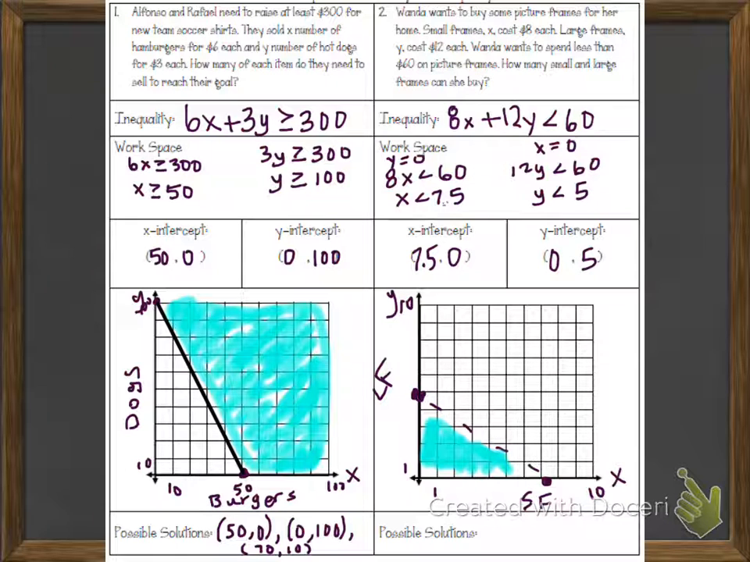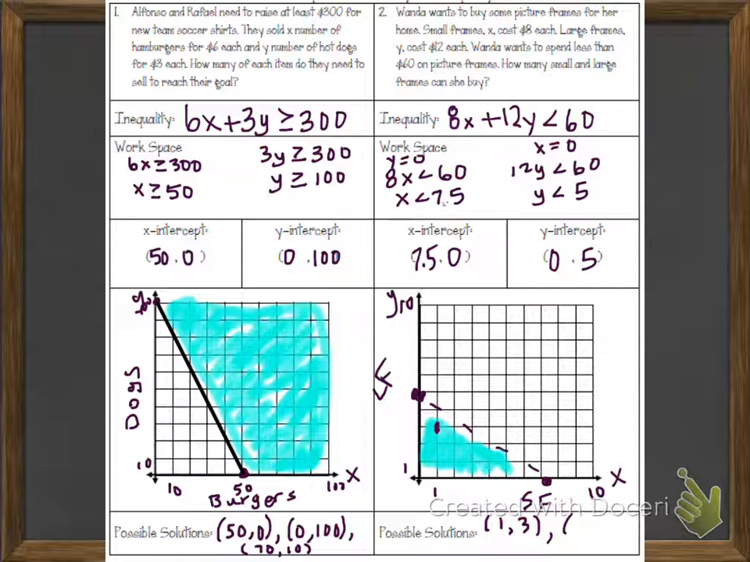Our three possible solutions are any three that you want to pick. In this case, we cannot choose the intercepts because we have to be less than 60 and the intercepts are equal to 60. So I'm just going to pick anything that falls in the shaded area. Wanda can buy 1 small frame and she can buy 3 large frames. That's in the shaded area because it's right where I plotted.